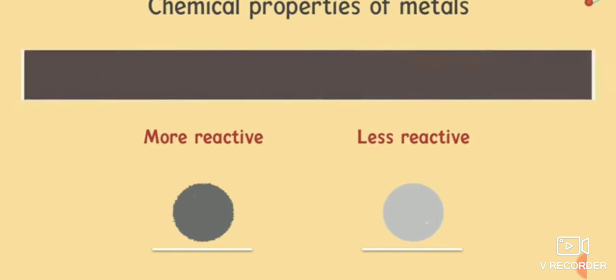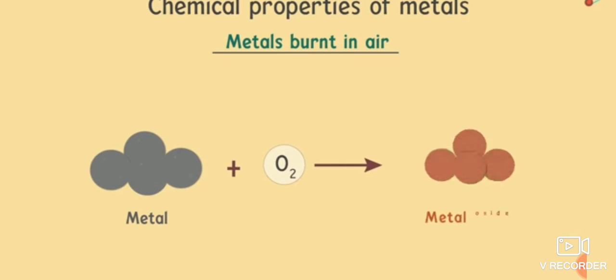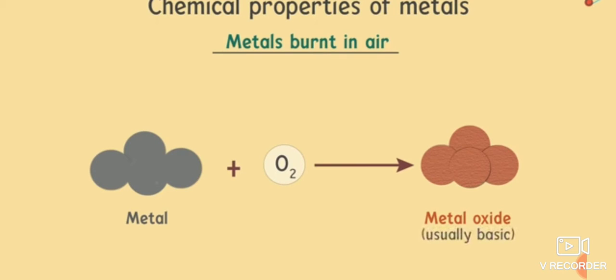Let's focus on the first category. Metals burnt in air. The most important point to note here is that almost all metals react with oxygen to form metal oxides. These metal oxides that are formed are usually basic, but they can also be amphoteric.